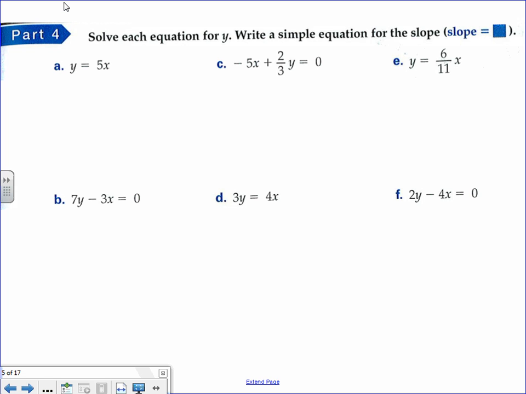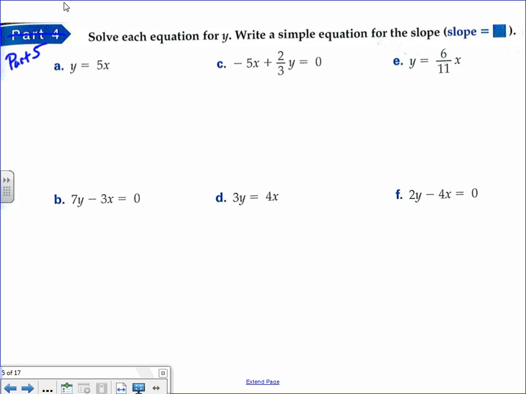Okay, next we're going to start reviewing for part 5 of Mastery Test 6. These are the equations where we have to solve them for y, so they have to say y equals, and then we are going to write an equation for the slope. Remember, we always use m for slope.